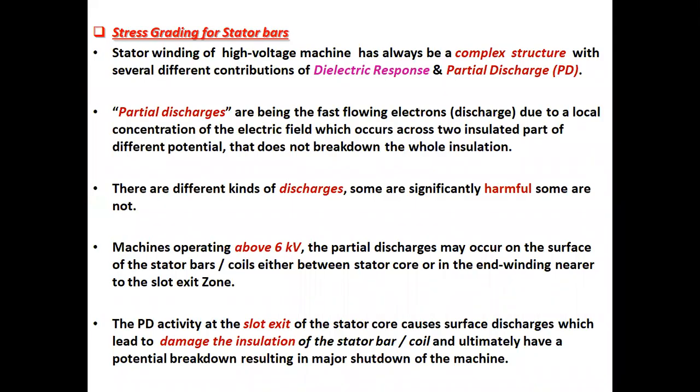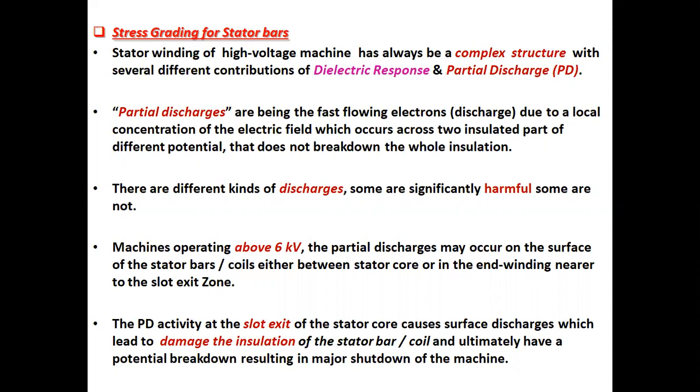Let's start with stress grading for hydrogenerator stator parts. The stator winding of a high voltage machine has always been a complex structure with several different contributions of dielectric response and partial discharge. Partial discharges are fast flowing electrons due to a local concentration of the electric field, which occurs across two insulated parts of different potential that does not break down the whole insulation.